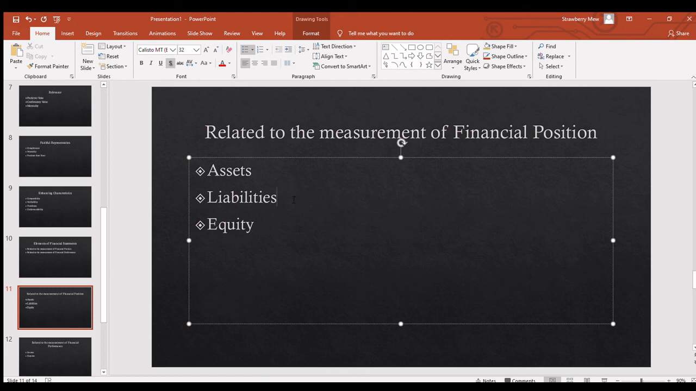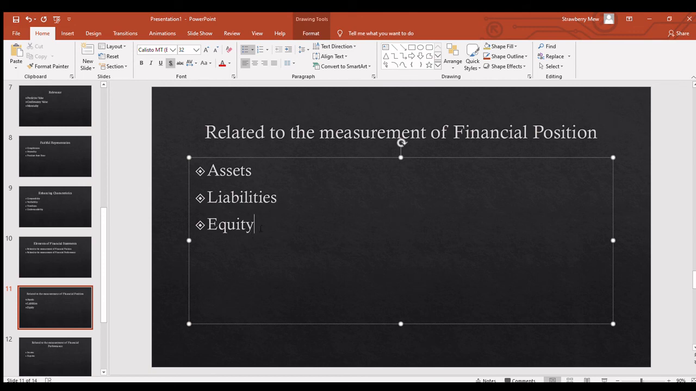So, mga liabilities, not necessarily na pera lang ang mawawala sa atin. Pwede mawala sa atin ang mga properties natin or pwedeng mag-render tayo ng mga services natin. So basta mga utang mo yun, these are liabilities.